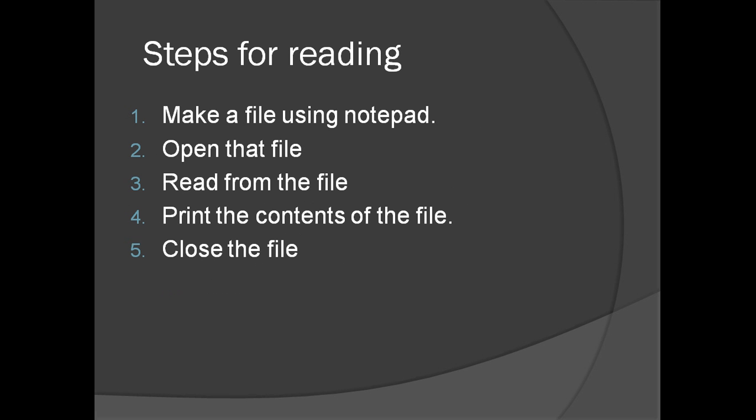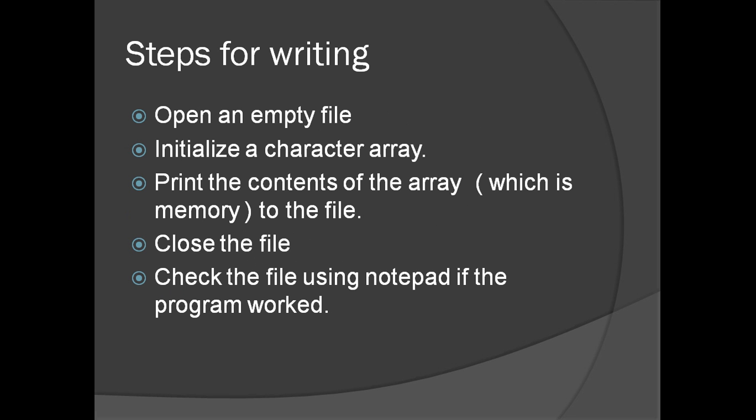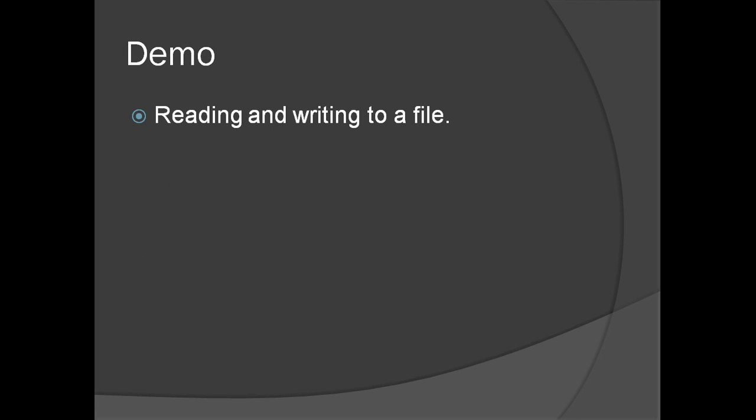So what are the steps for reading? If you already have a file, you can open that file, read from the file, and close the file. If you want to print, you can print as well after reading. Following are the steps for writing: open the file, write to the file, and close the file. The other steps are optional. Now we are going to see a demo which reads from and writes to a file.